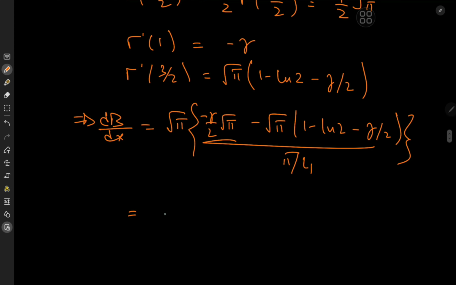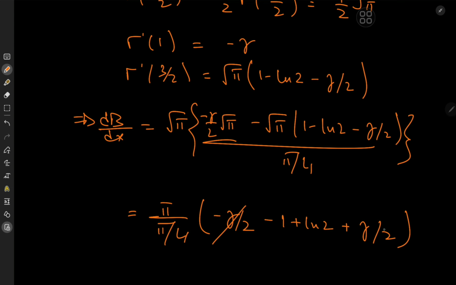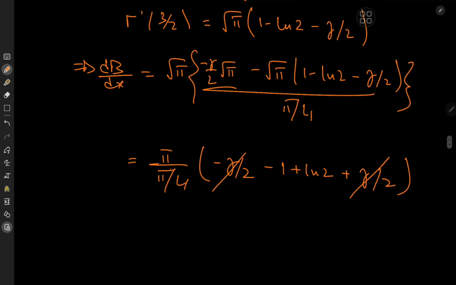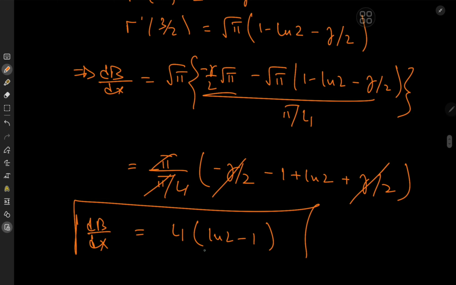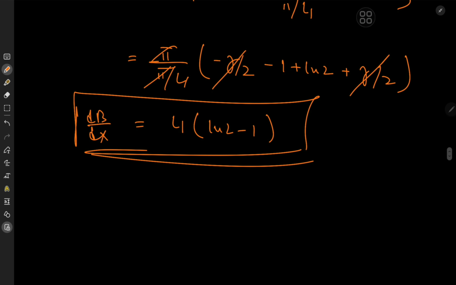So simplifying this, root pi can be factored out, giving us pi over 4. And then we're left with negative Euler-Mascheroni over 2 minus 1 plus log 2 plus Euler-Mascheroni over 2. Unfortunately, these guys cancel out. The pi's cancel out as well, so we have 4 times log 2 minus 1. And that's the derivative of the beta function with respect to x at x equal to 1 and y equal to 1/2. And a quarter of this is our target integral, so this implies that I here equals log 2 minus 1, which is a pretty satisfying result indeed.